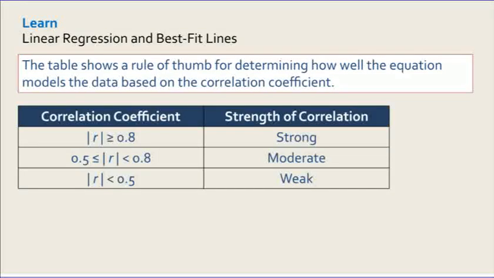The table below shows a rule of thumb for determining how well the equation models the data based on the correlation coefficient. In general, if the R correlation coefficient is greater than or equal to 0.8, that's strong. If it's between 0.5 and 0.8, that's moderate. And if it's less than 0.5, it's weak. So think of more than 80% as strong, between 50 and 80 as moderate, and less than 50% as weak.